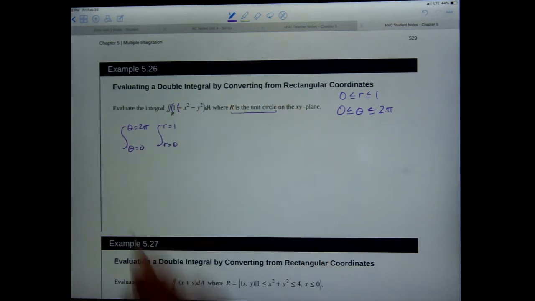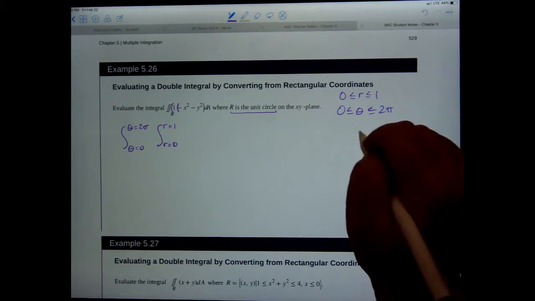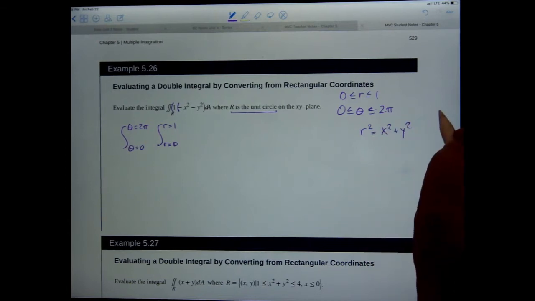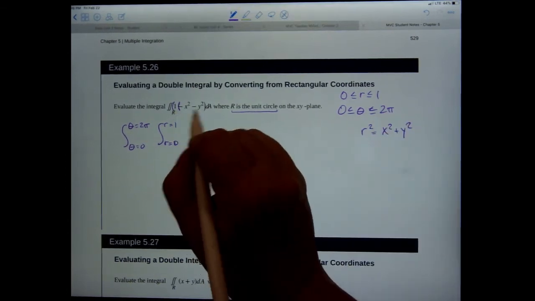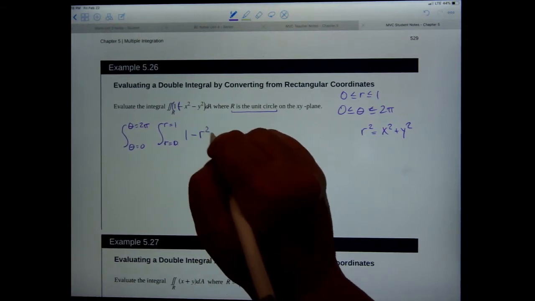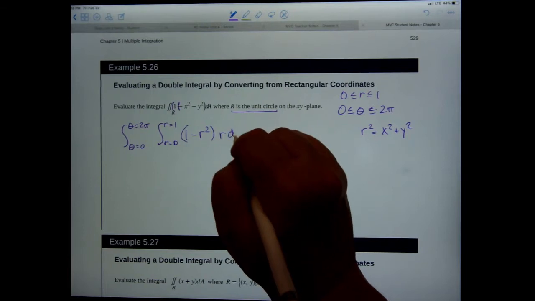How are we going to convert that one? There's an easy way and there's a hard way. R squared equals x squared plus y squared, right? So I'm going to come out to the side. Negative x squared minus y squared is negative r squared. So this is 1 minus r squared, r d theta.